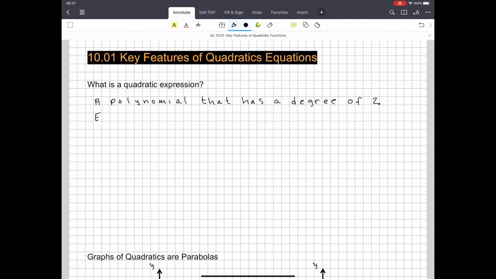Some examples of polynomials could look like the following. We could have an expression like x squared, which is a monomial. We could have a monomial expression like 5x squared. A trinomial expression of x squared divided by 6 plus 3x minus 7 would also be a polynomial that's a quadratic. We could have less obvious examples.